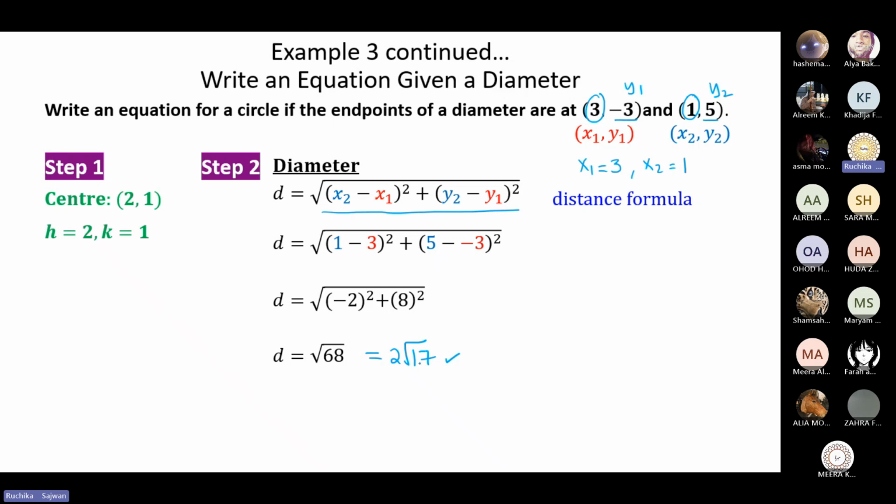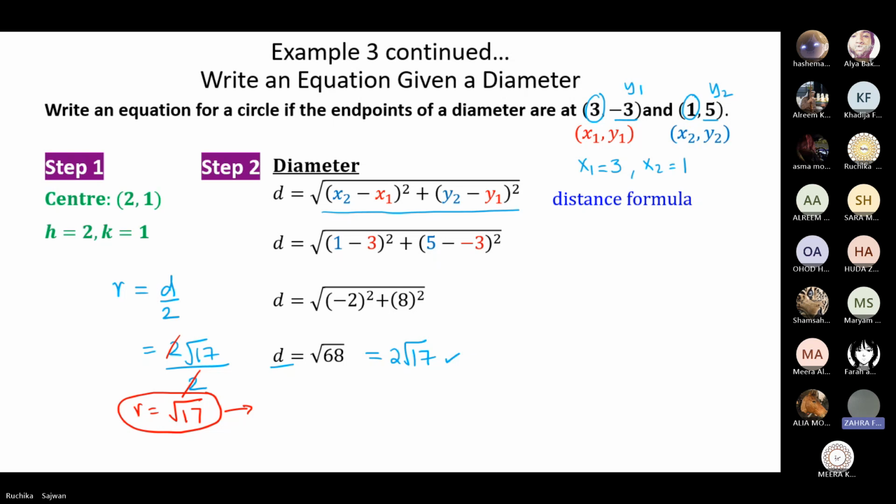So now see, 2 square root 17 will make your life easier. This is the diameter. What do you want? Radius. So what should I do with this? Divided by 2. Can I say the radius will be square root 17? 2 cancel, right? So how much is the radius? Square root of 17. Now, do we need radius or do we need radius square for the equation? Radius square. Can I remove square root and just say 17?